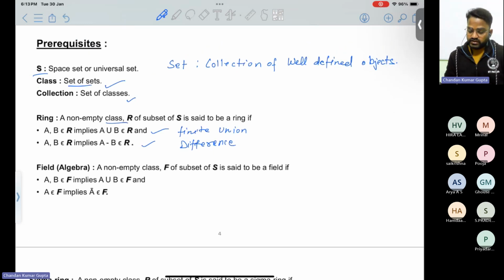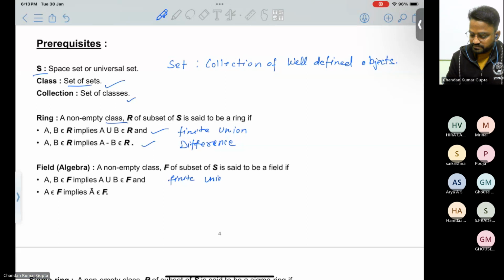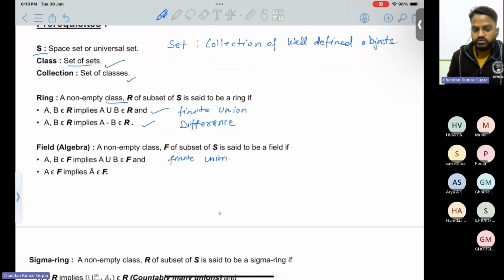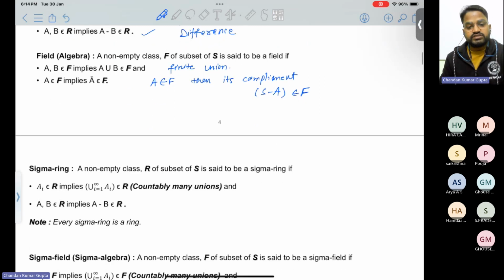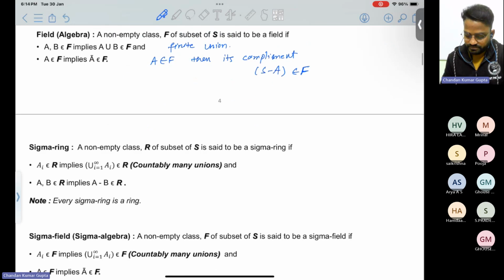And in case of a field, which is also known as an algebra, it is defined as a non-empty class F of subsets of S, said to be a field if A, B belong to F implies A union B belongs to F. That is the same finite union. And if A belongs to F, then its complement, that is S minus A, also belongs to F. This is actually the definition only. The sir has already covered it in a very vast way.